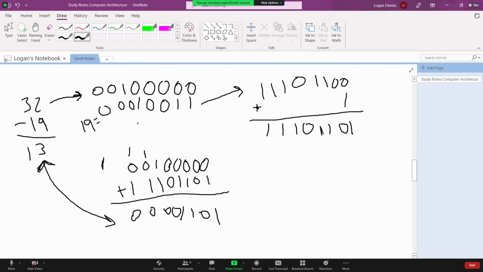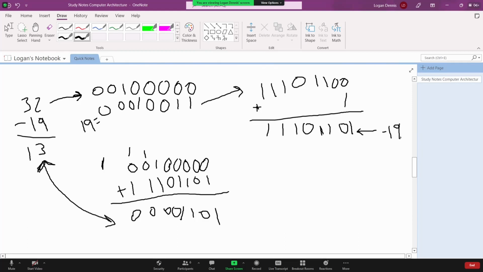Wait, so what's the main difference between one's complement and two's complement? The reason why I wrote this out in positives first is because when you do two's complement, you flip it just like one's complement, but then you add 1 immediately. So you flip all these numbers, where we got positive 19 to negative 19, and then you add 1 because it's two's complement. So this is negative 19 in two's complement.